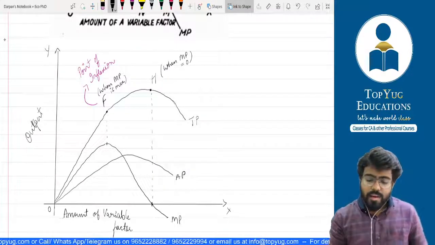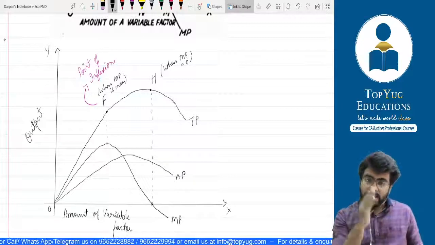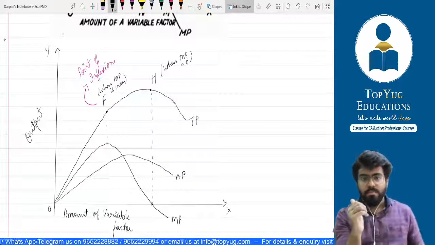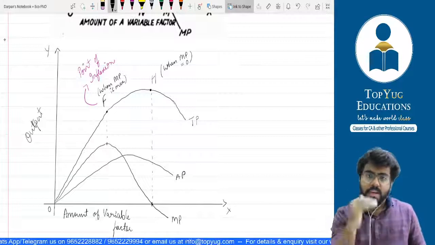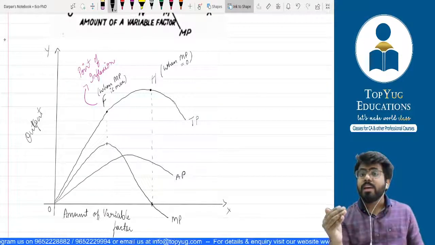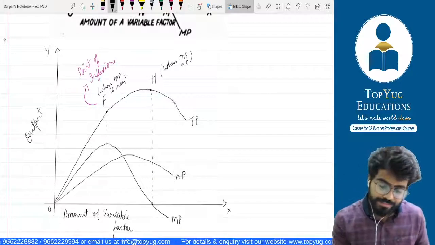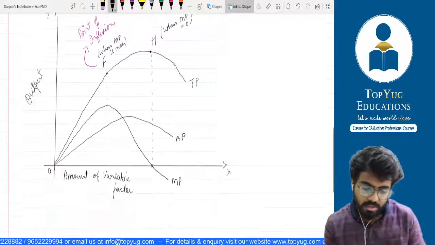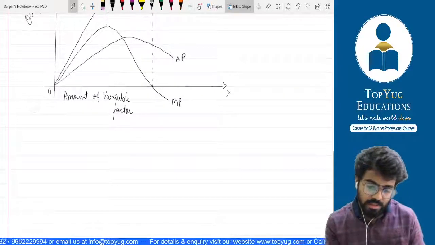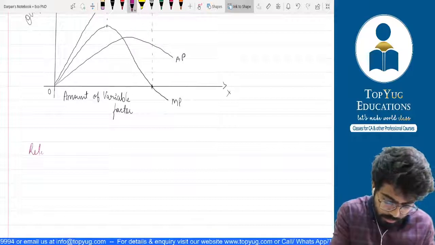Okay? And what is happening to AP? AP is starting to increase, but when it is increasing, it is less than MP. After which, when it starts to decrease, what is happening? It is greater than MP. Alright? So write down. First, we'll clear this point between MP and AP.